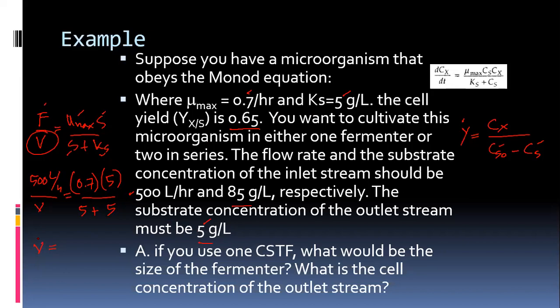500 divided by X, tapos 0.7 times 5 divided by 10. If solved, you're supposed to get 1,429 liters. So, ito yung sagot doon sa una.